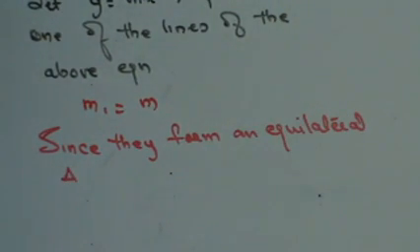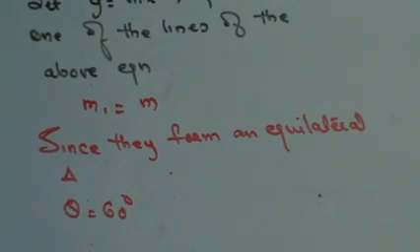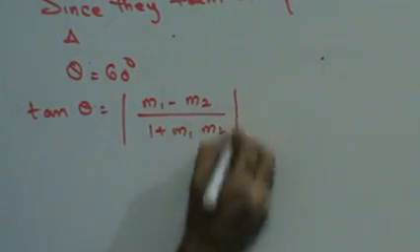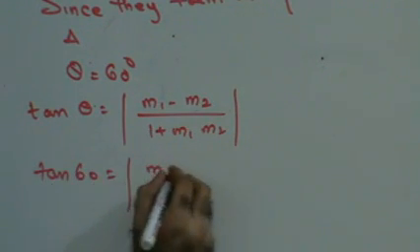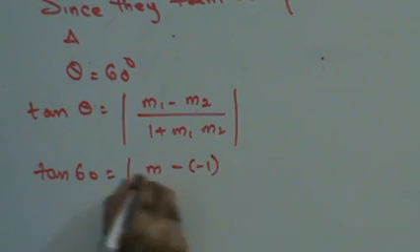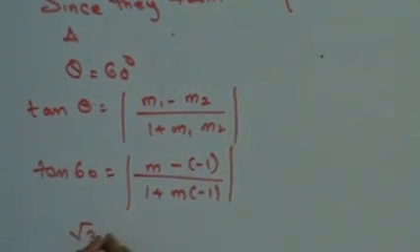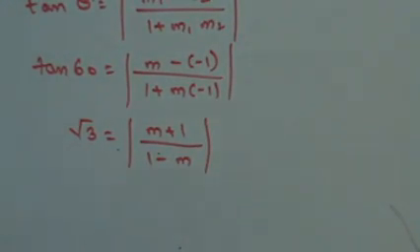Since they form an equilateral triangle, therefore theta is going to be 60 degrees. In an equilateral triangle, every angle is 60 degrees. Now, once I know theta, I can use the tan theta formula. Tan theta is modulus of (m1 minus m2) upon (1 plus m1 m2). So tan 60 is modulus of (m minus (minus 1)) upon (1 plus m into minus 1). Tan 60 is root 3, so root 3 is modulus of (m plus 1) upon (1 minus m), right?